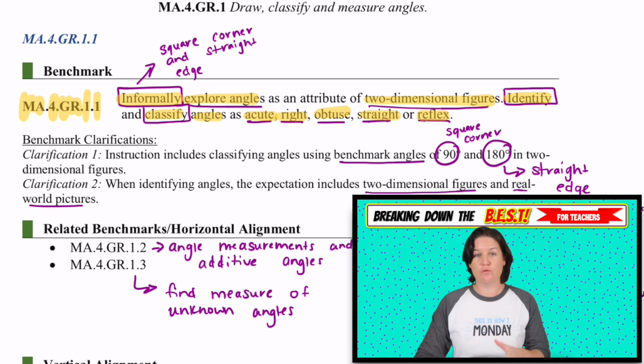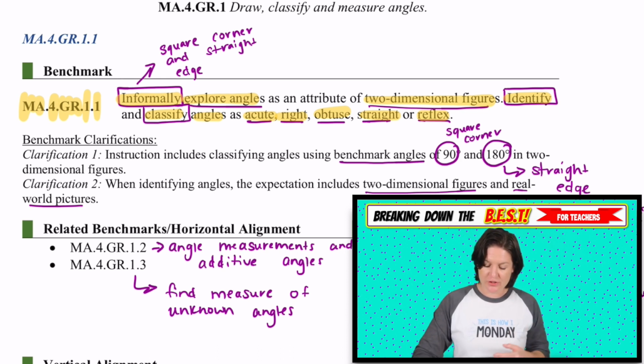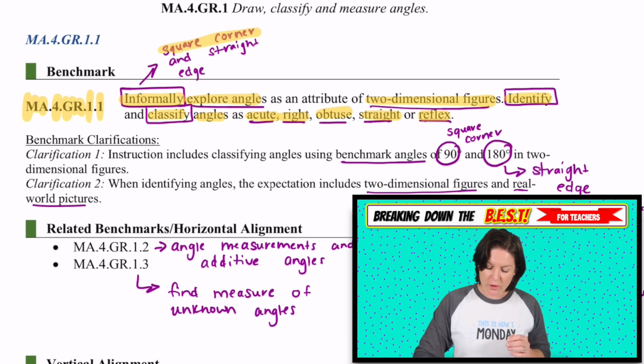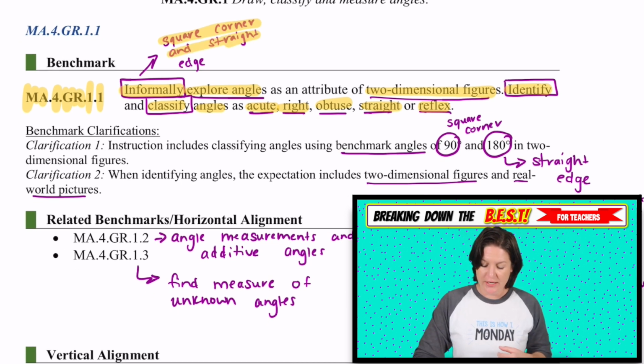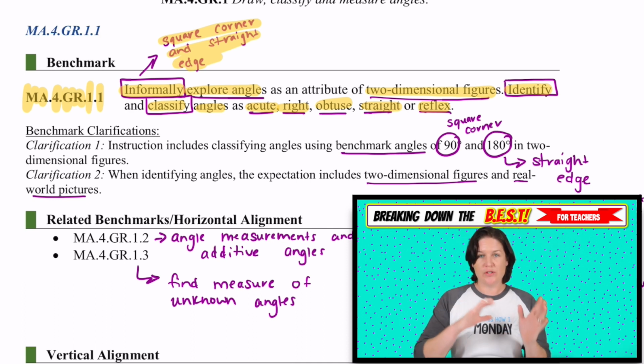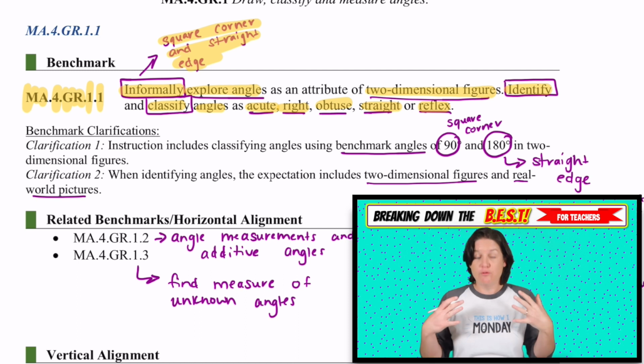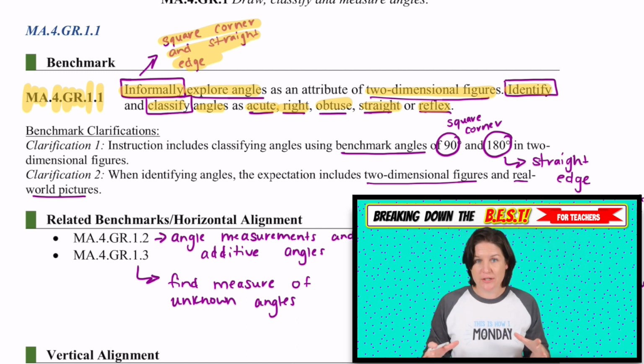Now right here where it says informally, at first I was like, what do you mean informally explore angles? But really it just means using square corners and benchmark angles and straight edges to explore angles as acute, right, obtuse, reflex, all of that. Formally exploring would be measuring them, which is coming up in the next standard. But right now it's informal.